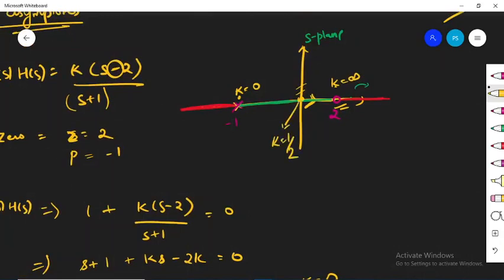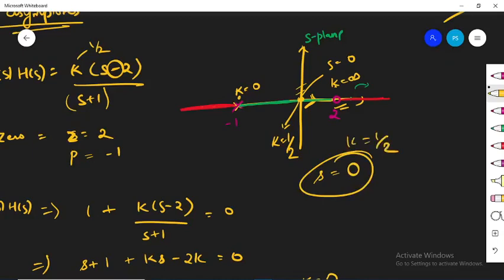In the S plane diagram that we have seen, this is the point where the value of k is equal to 1 by 2. Here the root locus is cutting the imaginary axis, and if you keep the value of k equal to 1 by 2 in the characteristic equation, it's pretty simple to determine that the value of s becomes equal to 0 for this particular value of k.